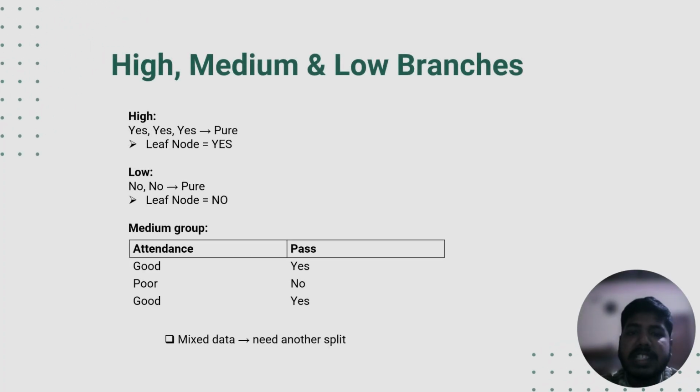After making the first split on study hours, we get three branches. High study hours, all students passed. This branch is pure, so we make a leaf node saying yes or pass. For low study hours, all students failed. This is also pure, so the leaf node is no or fail. For medium study hours, it is still mixed. We have both yes and no cases here. So we need to do another split using another feature, in this case attendance.